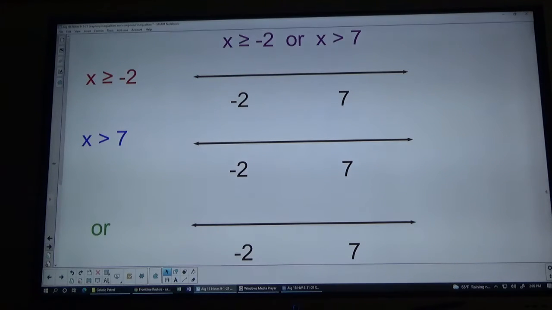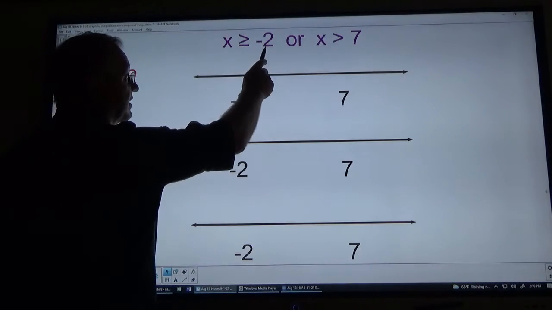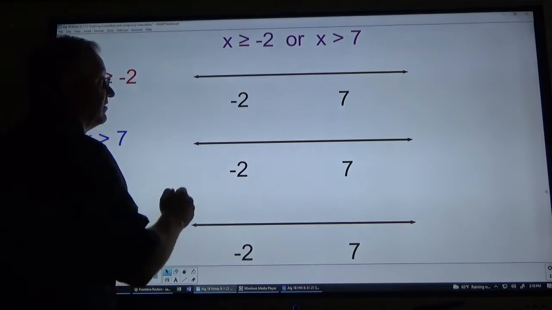All right, here's our next example. Almost the same, I only changed the inequality for this one. x greater than or equal to -2 or x greater than 7.